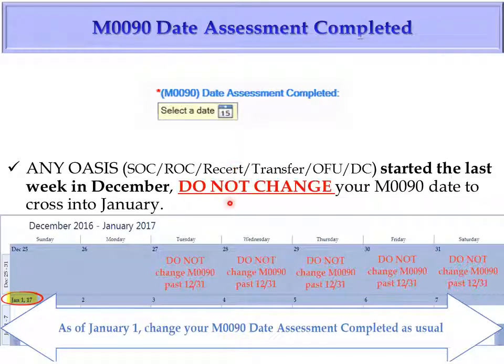So any OASIS, any type, started the last week in December, you do not change your MU90 date to cross into January. So just leave your date as is.